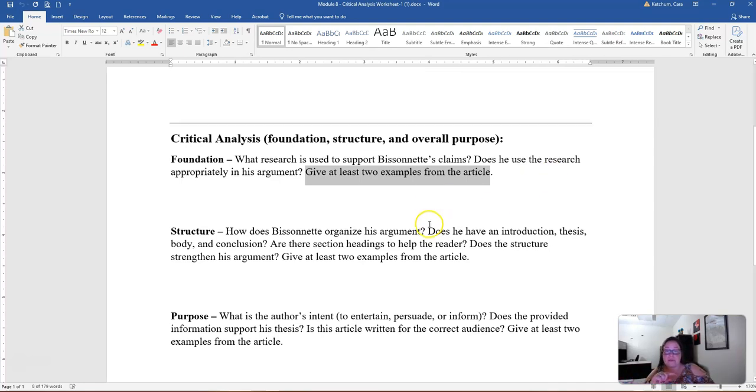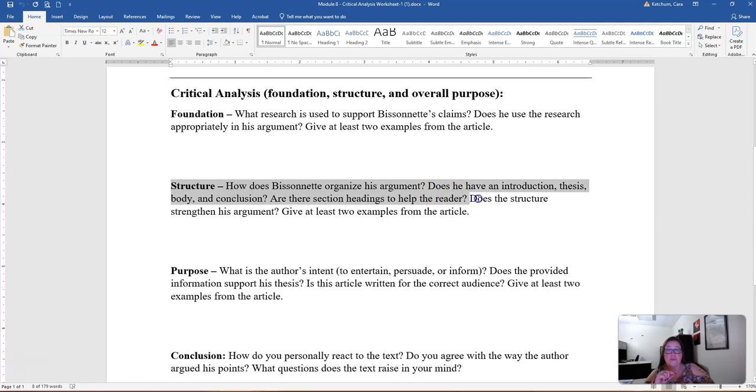And so the same thing with structure. With structure, we're looking at how the article is laid out. And so I ask you some leading questions. How does he organize it? Does he have an introduction, thesis, body, conclusion? Are there section headings to help the reader? Does the structure strengthen the argument? How is the flow of this essay? Does the flow make sense?